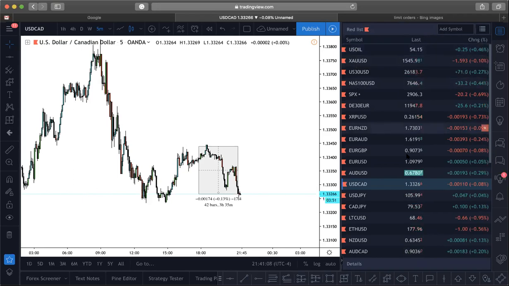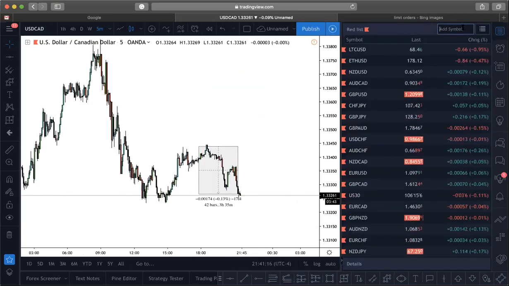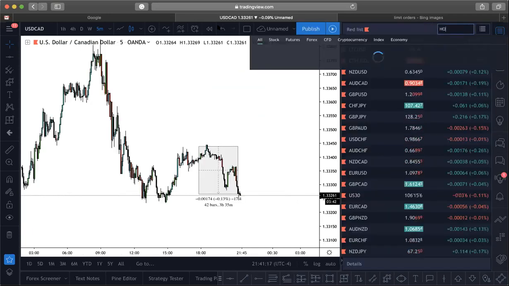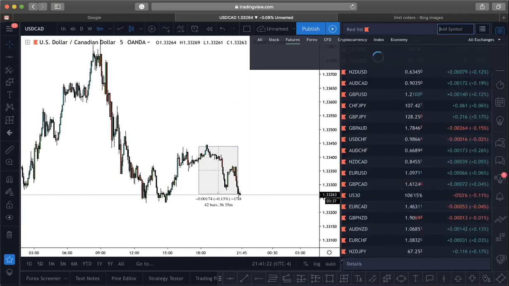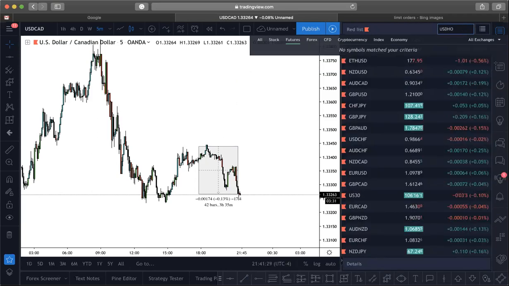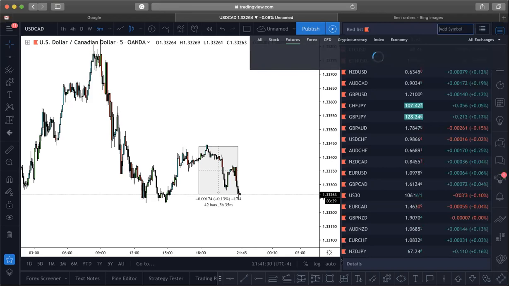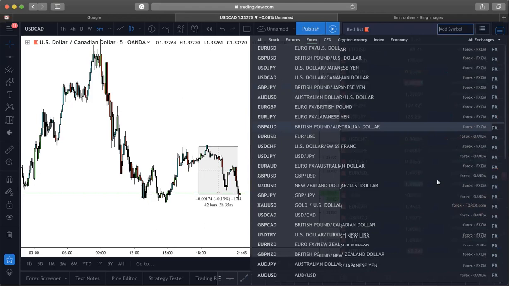Let me see if I can find a pair. It has some pairs that just don't look good to trade. Let me get an example, right?